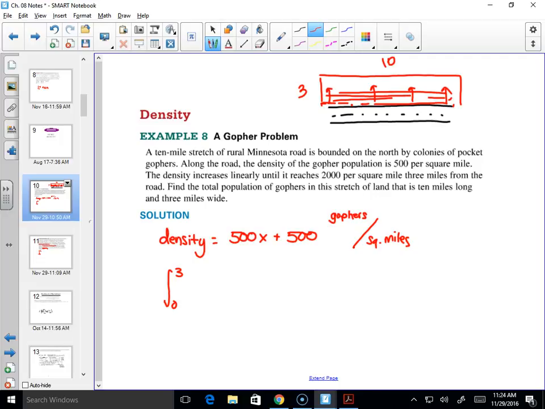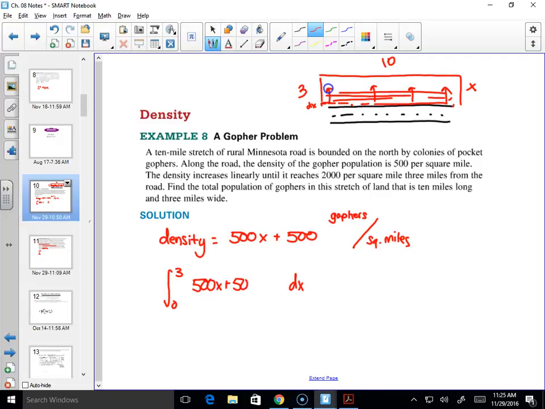If you want to think about it this way, think about your infinitesimally thin rectangular strips, base times height. What would the base be? 10. What would the height be? It's the density contained in that strip. Remember, the infinitesimally thin is going to be our dx. So we can think about this as our x, extending from 0 to 3. We're not just multiplying a straight 3 because the density is varying. So the dx is like our little width of our rectangle, our length is going to be the 10, and our density within is going to be our 500x plus 500.